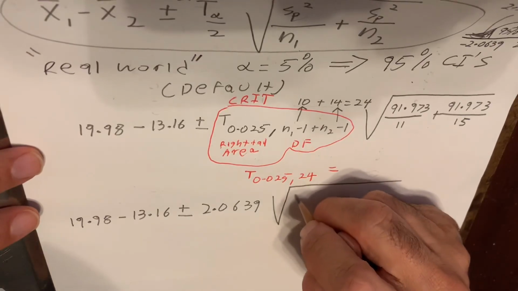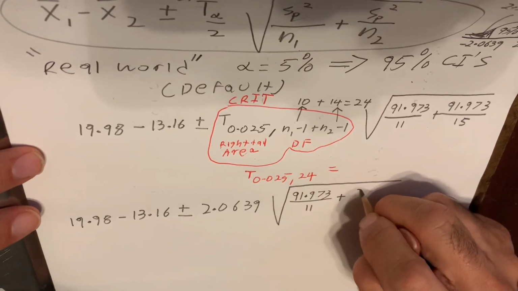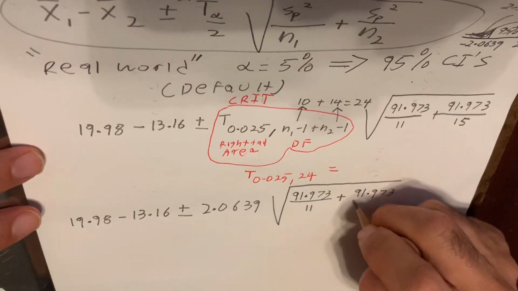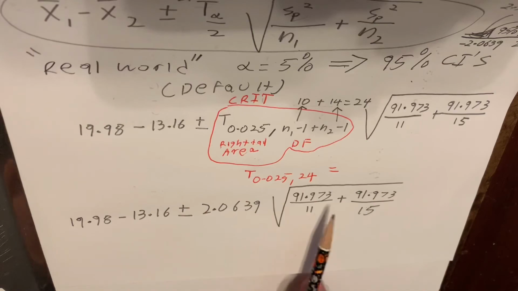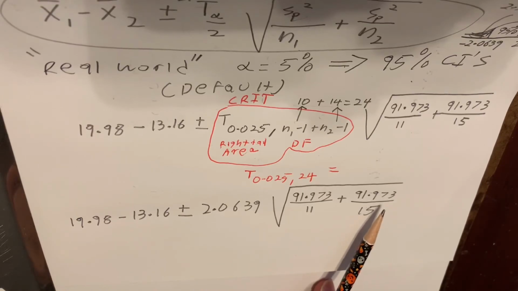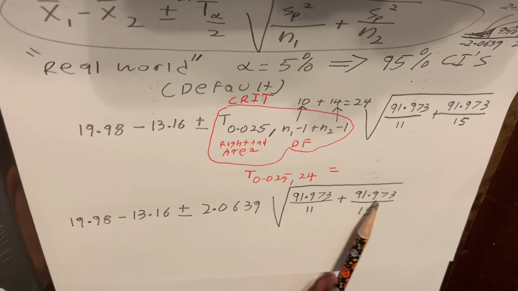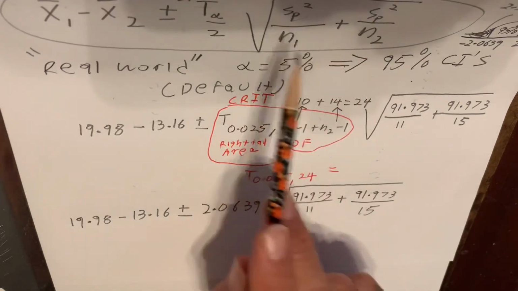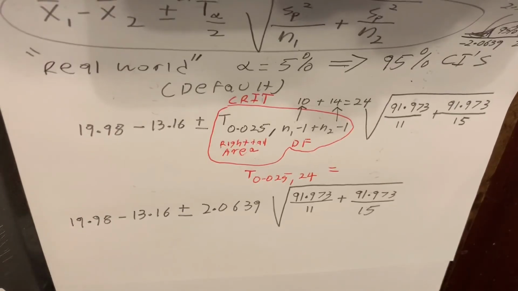So let's put it in. So we have 91.973 over 11 plus 91.973 over 15. Now, some books factor out the pooled variance estimate, and they put it as a nice little expression all factored out. The reason why I'm not factoring this out, it'll give you the same exact answer, but I'm not factoring it out because I want you to see the structure of this variance estimator. Because if you've worked with this before, this structure will look very familiar. And if you haven't really worked with this and you're just using the formula, use whichever one you want. You'll get the same answer.